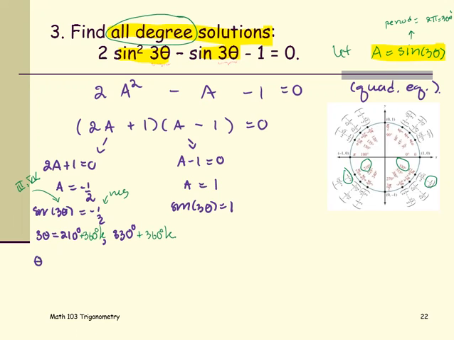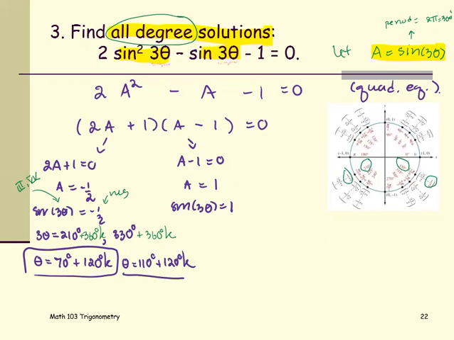The solution from the first equation here is theta equals 70 degrees plus 120 degrees times k. The second solution is theta equals 330 divided by 3, or 110 degrees plus 120 degrees times k. And the next part, we are going to solve sine of 3 theta equals 1.